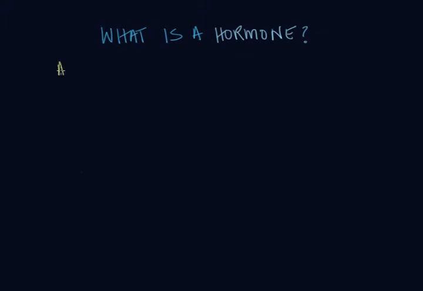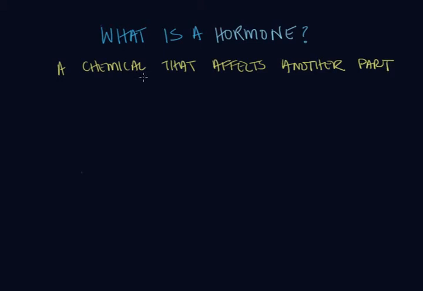And so a hormone, again, is a chemical released by an organ, maybe a gland or even a cell, that affects another part of the organism. And so some examples of those effects that hormones cause might include metabolism. Metabolism is really important as it relates to how our bodies get energy.